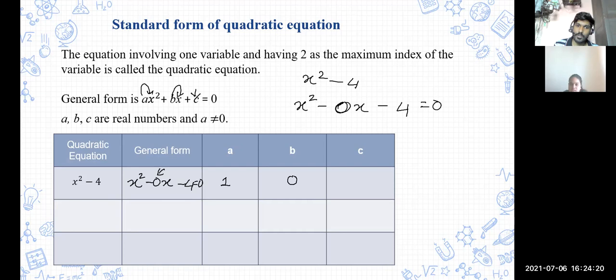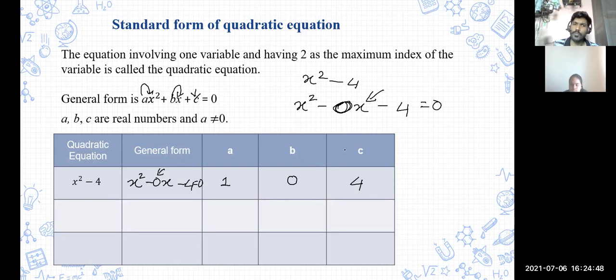See, this x was missing. So whenever any variable is missing and you want to write it in the general form, you put 0 as its coefficient, always. And the last term, the constant term, is minus 4. So this is the first one.